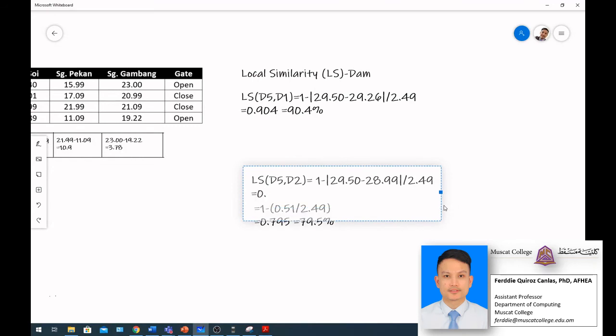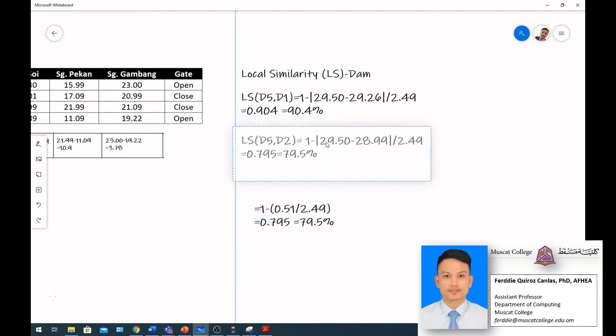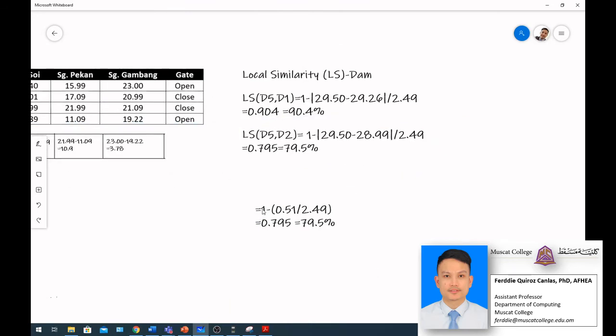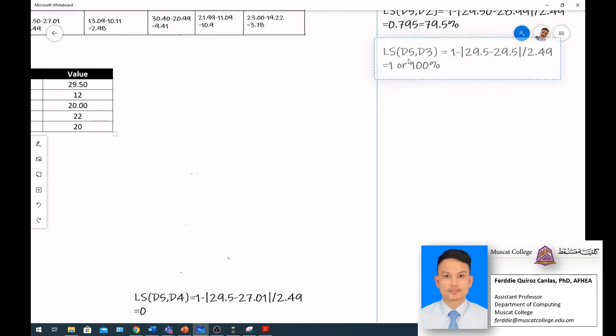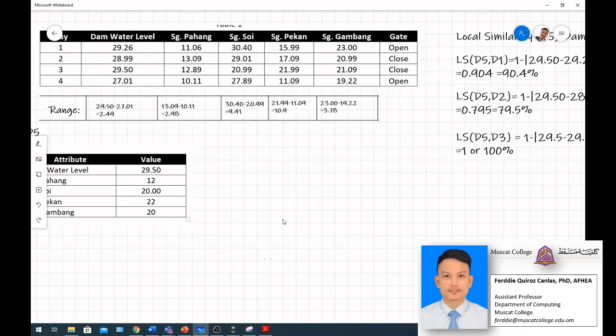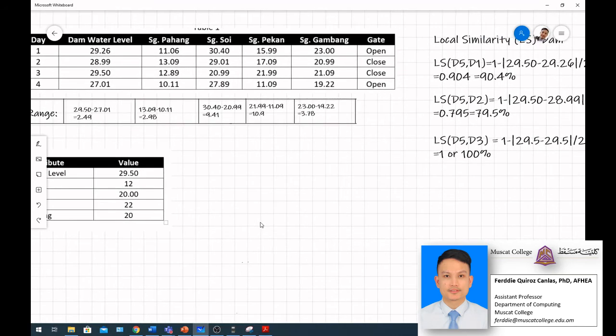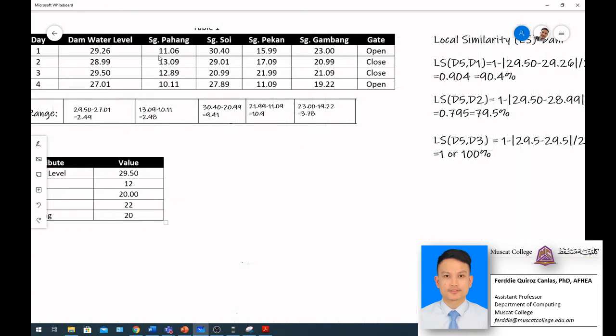Sir, what do I do? You have to calculate Pecan, I think. Is that correct, Pecan, for Riham? We're going to calculate the local similarity for Pecan. I think, Doctor, the second one is Soy. So who is for Pecan? I'm the first one, Pahang. Then Soy for Riham, Pecan for Rim, and Gambang for Najla, I think.